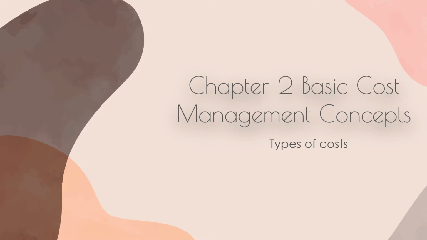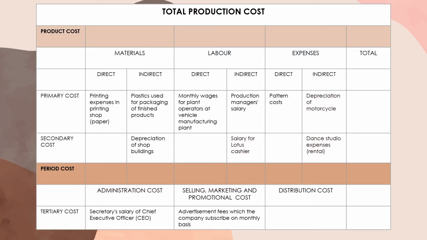Today, I would like to talk about Chapter 2, Basic Cost Management Concepts from the subject Introduction to Financial and Costing System, Types of Cost. There are two types of cost, product cost and period cost. Here are the examples for each cost.